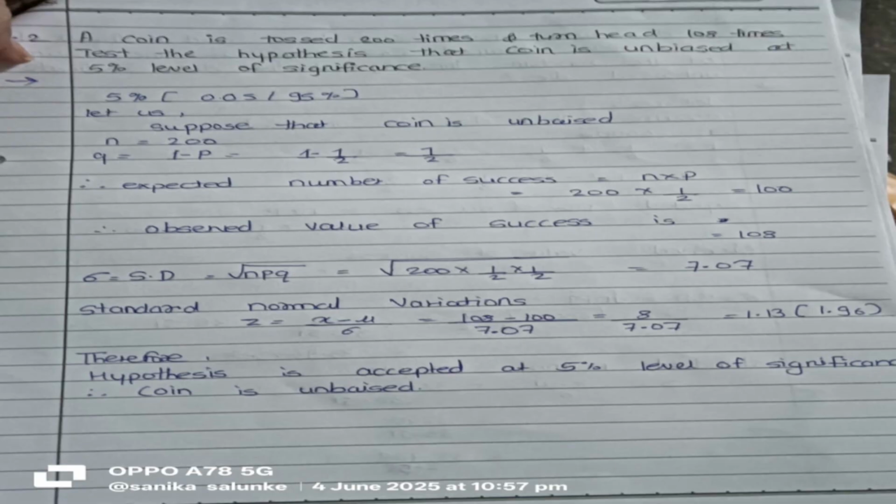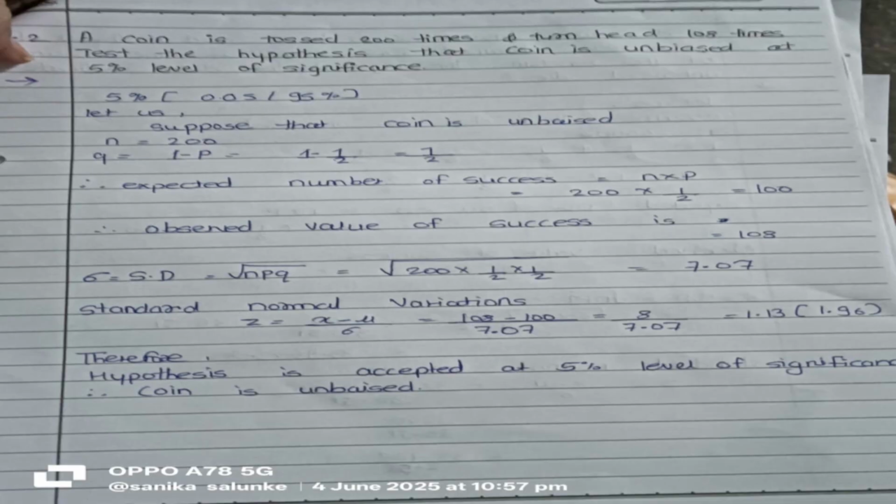5% probability is 0.05. First, the null hypothesis H0: the coin is unbiased, meaning the probability of getting a head, P, is 0.5. Secondly, the alternative hypothesis H1: the coin is biased, meaning the probability of getting a head is not 0.5.